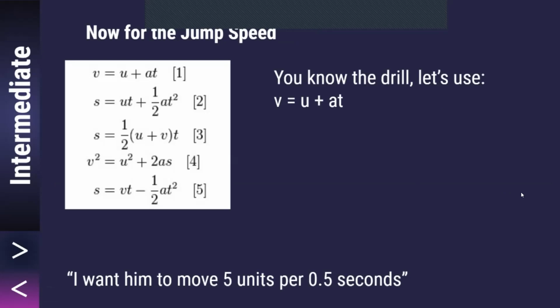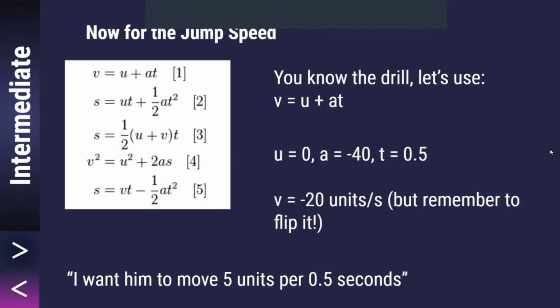So jump speed. I want him to move the same 5 units per 0.5 seconds. So you know the drill. Let's use another formula. In this case, this formula calculates the final velocity. So final velocity equals u plus at. We know since you start at rest, u equals 0. A equals minus 40 because it's gravity. And t equals 0.5 seconds. So v equals minus 20 units per second.